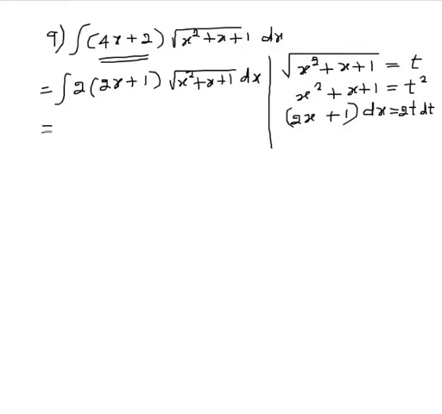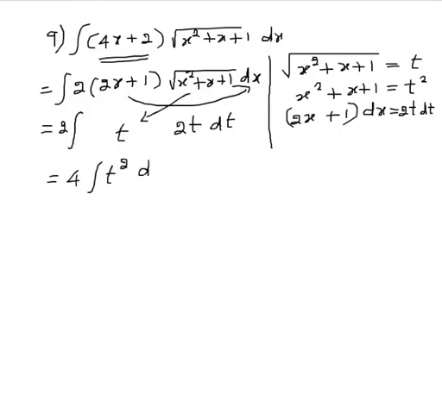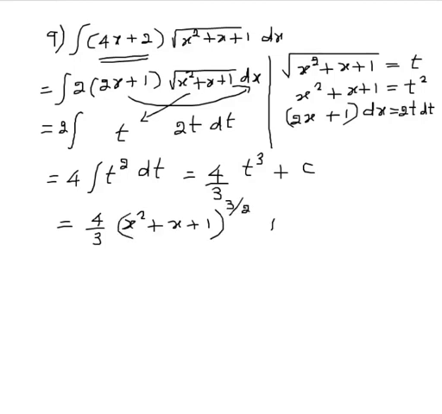Now let us substitute. 2 is a constant, let us remove it outside. And (2x + 1) dx becomes 2t dt, and this term becomes t. 2 twos are 4, integral of t² dt, which is so easy to integrate. It becomes t³ divided by 3 plus c. Substitute for t: (x² + x + 1) raised to 3/2. For root I have written power half, and plus c.